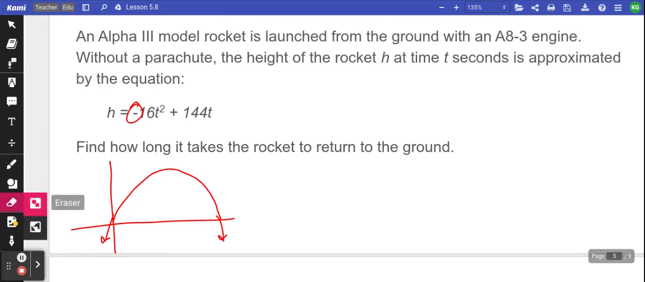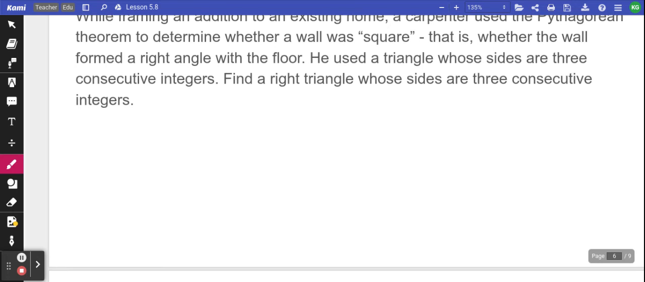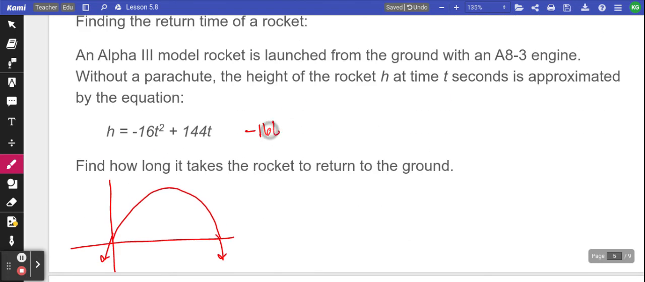So I need to factor this thing. This is only a binomial. So what I'm looking for is, do they have anything in common? I'm going to hope that 144 divided by 16 works, and it does. So I'm going to take out a greatest common factor of negative 16t. If I divide this by negative 16t, it would leave me with t. And dividing 144 by negative 16 is negative 9.